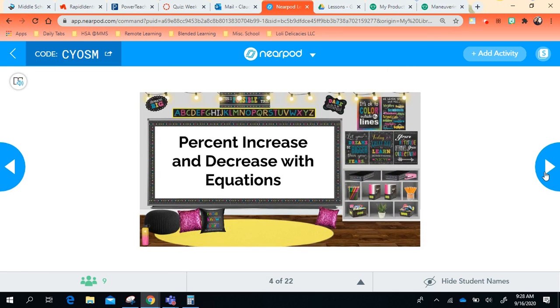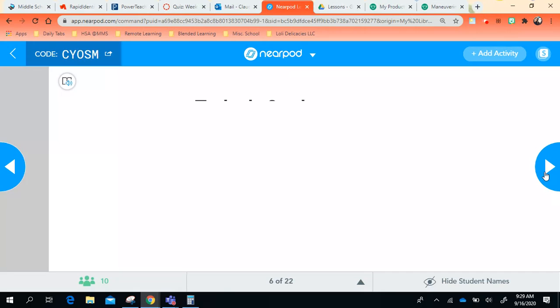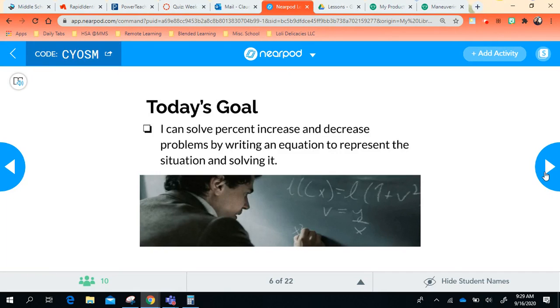We are going to start inputting our equation. We'll see as far as we can get. If all we can get is our steps on how to use the table, then that's as far as we get today. And then tomorrow we'll add in equations. We'll see how we go. So let's use equations to represent increases and decreases.